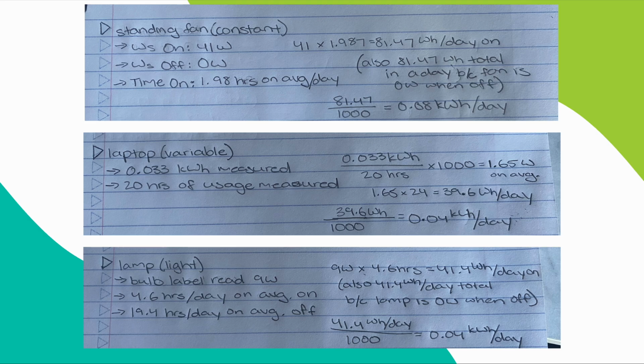Here are some handwritten calculations for the different devices I used. For the fan, which was a constant power device, I used watts on, watts off, and the amount of time it was on to calculate the watt hours per day. And then I divided that by 1,000 and I got my kilowatt hours per day. For my variable power device, which is my laptop, I calculated 0.033 kilowatt hours over 20 hours. And using those measurements, multiplying by 1,000, I got watts on average, which I multiplied by 24 and got watt hours per day, and then I divided that number by 1,000, got my kilowatt hours per day. For the lamp, it was also a constant power device, so pretty much the same procedure as my constant power device.